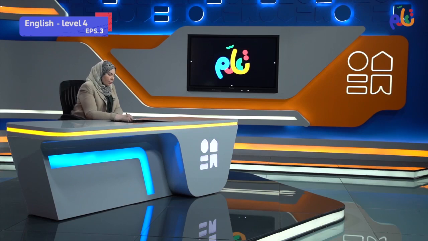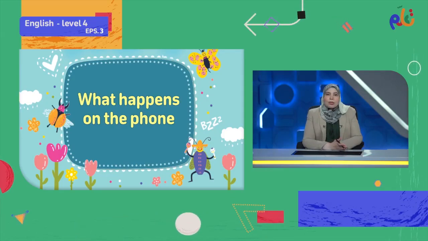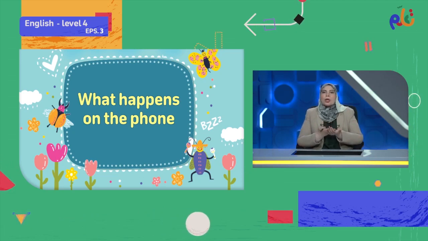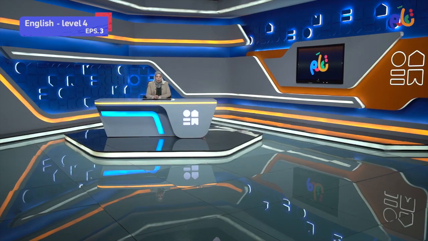Okay, so now let's look at a phone conversation. So normally when we have a phone conversation, what happens? First of all, you start the phone conversation by introducing yourself. In a phone conversation, we have a caller and a receiver. So the person who calls should start by introducing himself. As telephone etiquette, you don't call and say hello without saying who you are. It's not normal. The normal thing is you start, hello, this is Sally speaking.